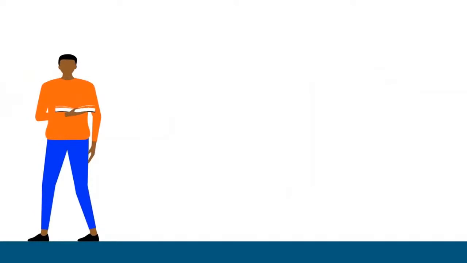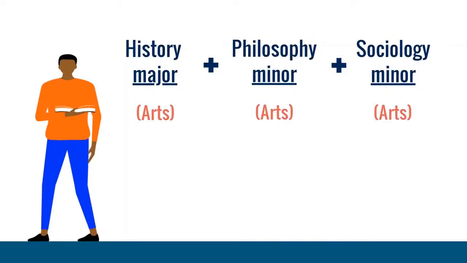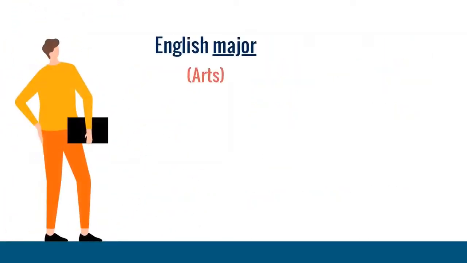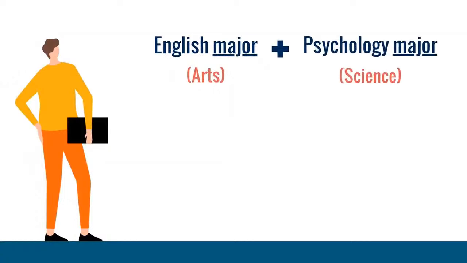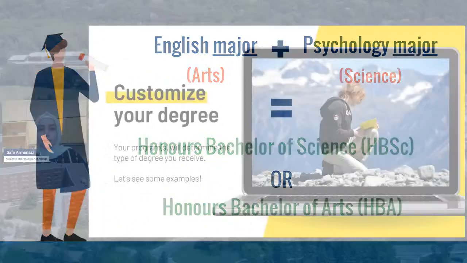Our next student has enrolled in a history major, which is an arts program, as well as a philosophy minor and a sociology minor, which are also both arts programs. Therefore, the degree he will receive is an Honors Bachelor of Arts. Our last student, on the other hand, has enrolled in an English major, which is an arts program, and a psychology major, which is a science program. In this case, he has a choice of either receiving an Honors Bachelor of Science or an Honors Bachelor of Arts.